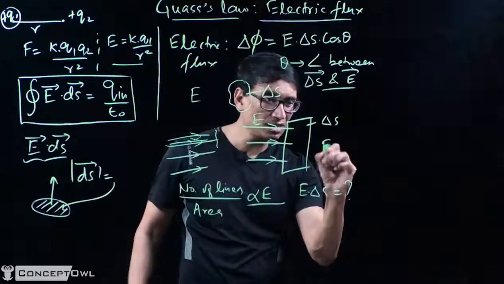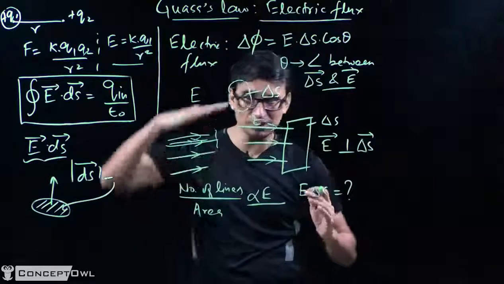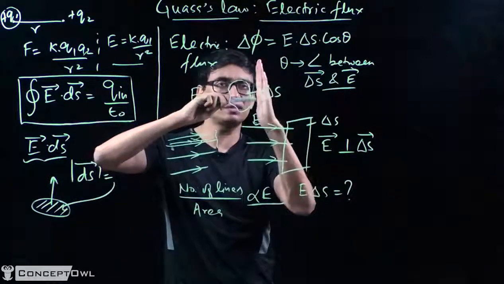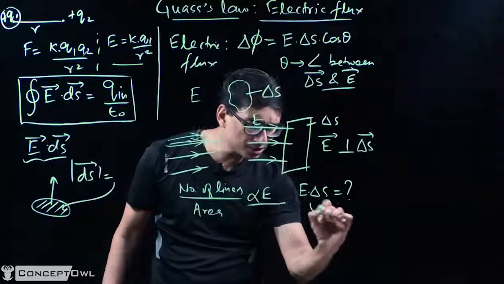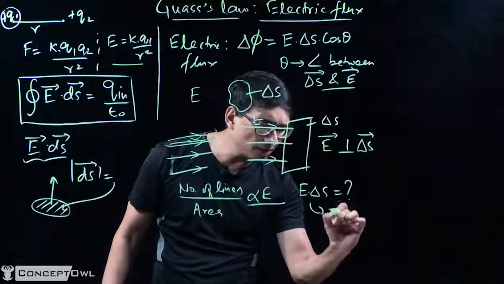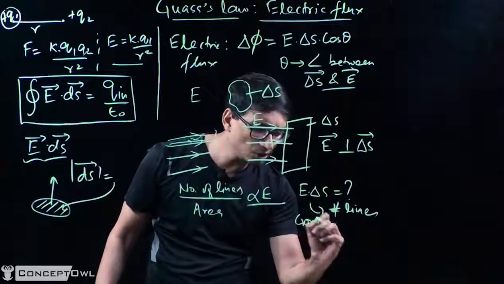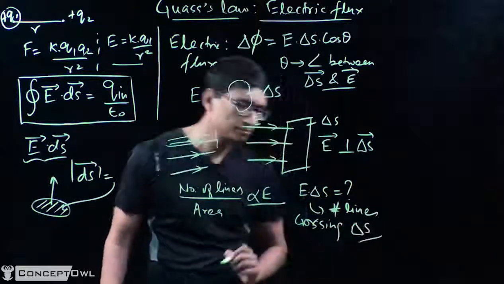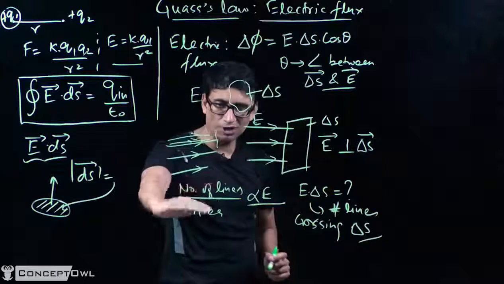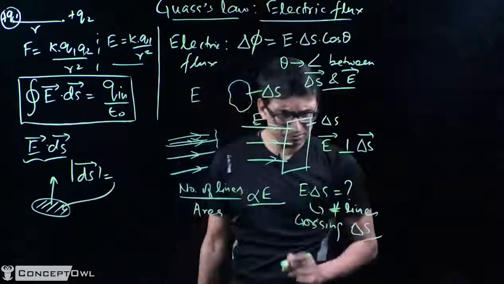In this case, the E vector is perpendicular to the delta S vector, right? So let's say these are the lines and this is the area, it's perpendicular. So for this case, my E delta S is telling me the number of lines crossing delta S, okay? And the logic is this. So far so good, right?